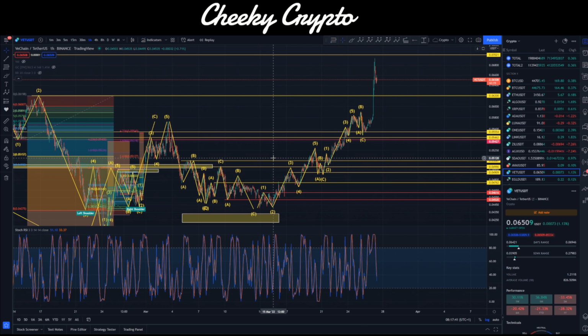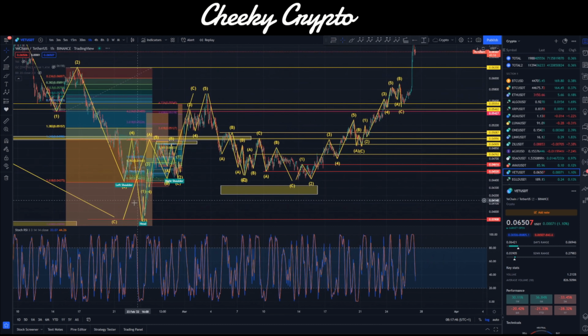Let's take a look at what's been going on, this overall structure first, right? Because essentially we've got this pattern formed over this side. We had the pullback down, and essentially what we've got here is potentially a wave 1, wave 2, and a wave 3. And I'm going to just want to go through that to start with.